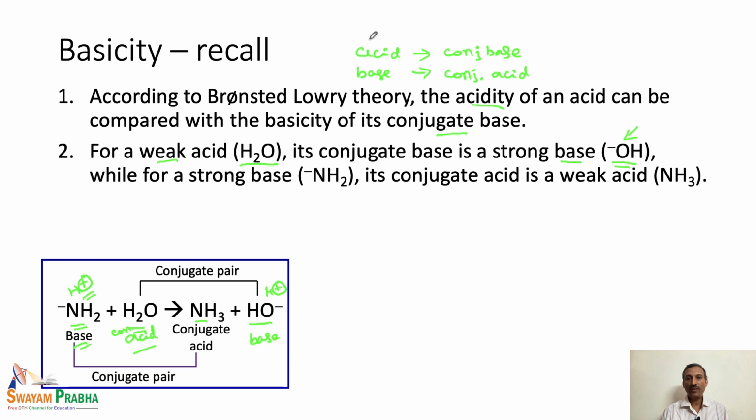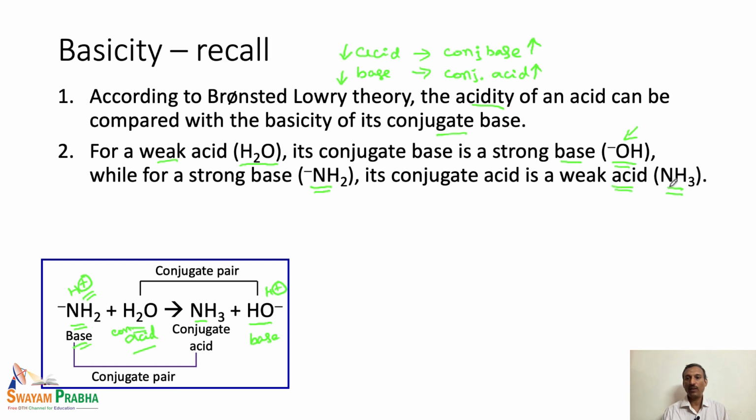So, if the acid is weak, then the conjugate base is going to be strong. If the base is weak, then the conjugate acid is going to be strong. So, this is the relationship, and vice versa. If the acid is strong, then the conjugate base is going to be weak. If the base is strong, then the conjugate acid is going to be weak. So, this is how the base and the conjugate acid are related to each other. So, that is what we say when we say NH2 minus is a strong base, then its conjugate acid, which is the ammonia molecule, is a weak acid.